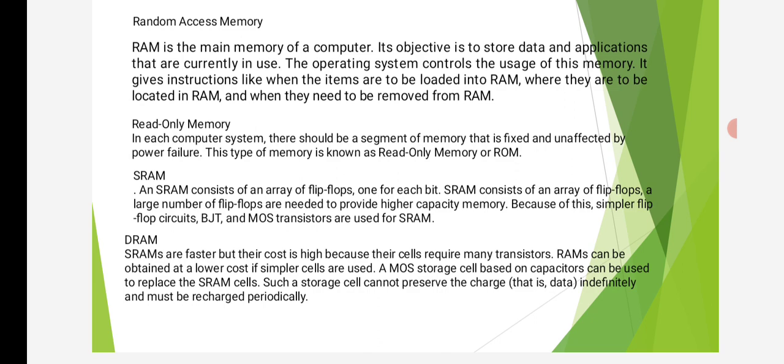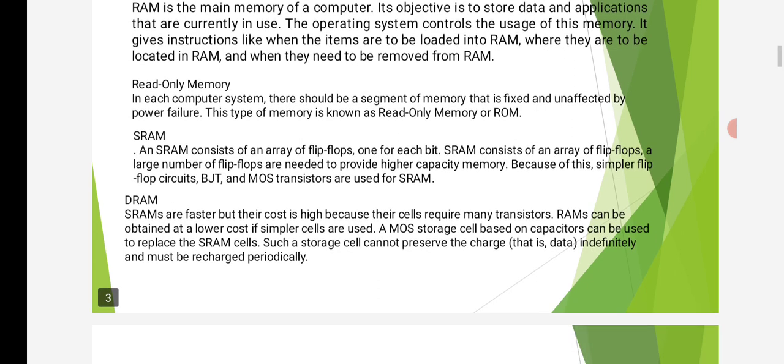Then SRAM. SRAM consists of an array of flip-flops, one for each bit. A large number of flip-flops are needed to provide a higher capacity memory. Because of this simpler flip-flop circuit, BJT and MOS transistors are used for SRAM.